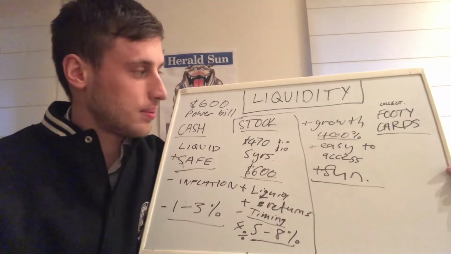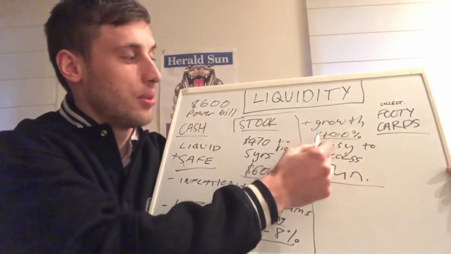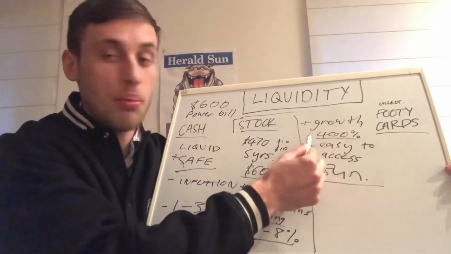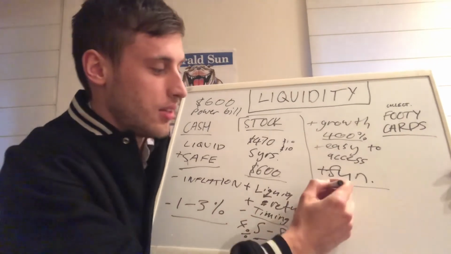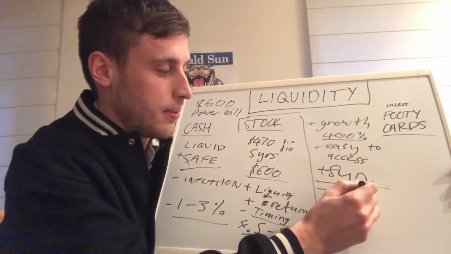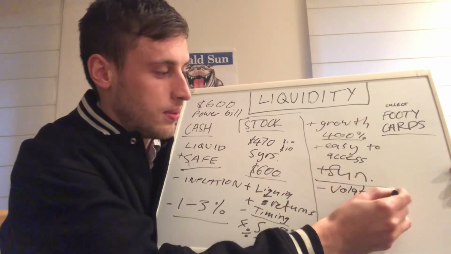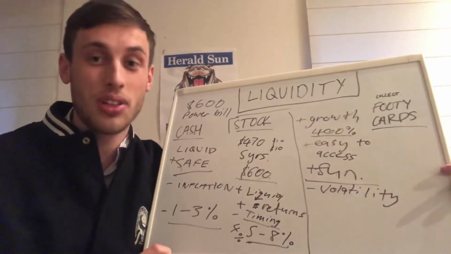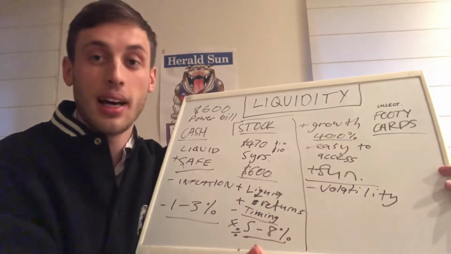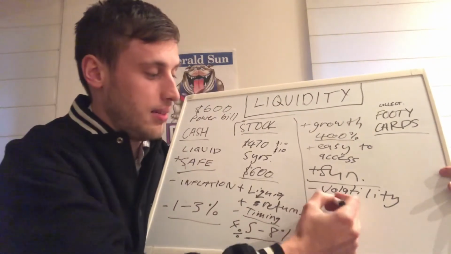Well, the drawback, the first one connected to the growth, because it can go up a lot very quickly. It can also go down a lot very quickly. So the negative is volatility. It's a very volatile asset, collectibles, and especially footy cards. And the reason why footy cards are so volatile is because they're not liquid.